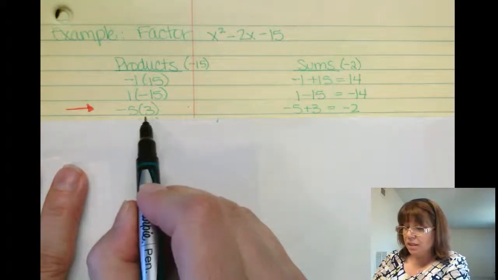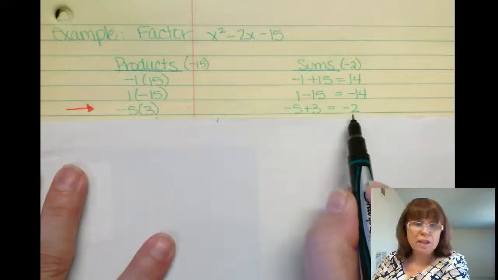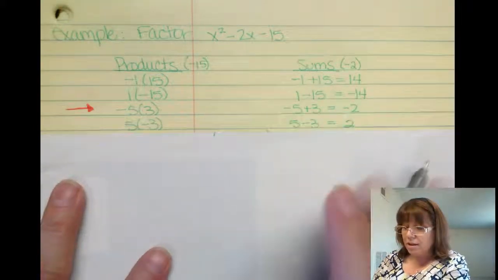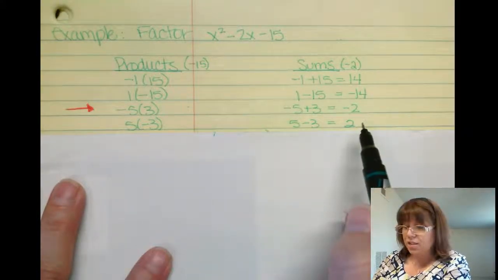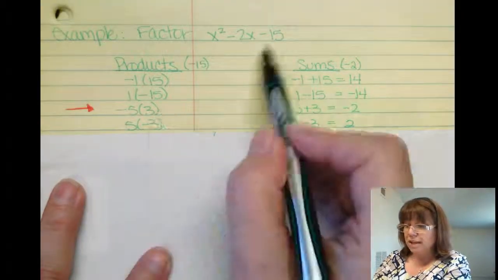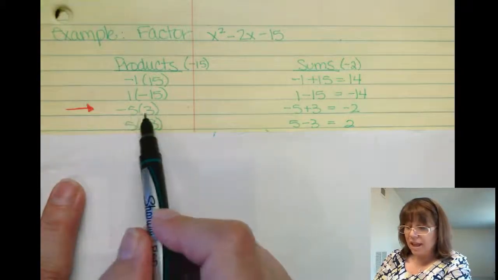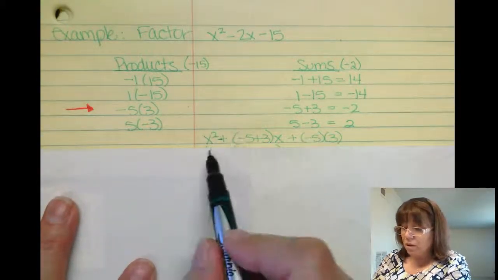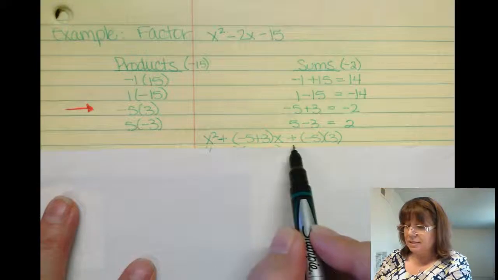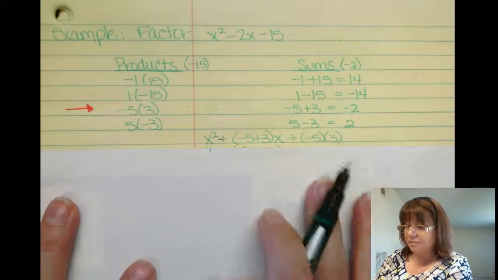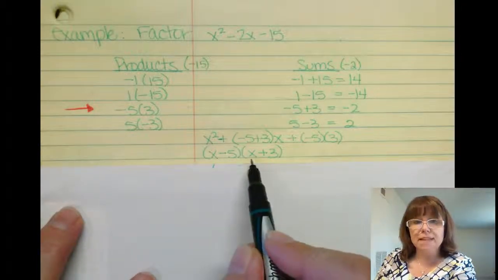Negative 5 times 3 will get me negative 15. Negative 5 plus 3 will get me negative 2, and just let me finish off the table. 5 times negative 3 would get me a positive 2. So I know my combination of numbers that will multiply to negative 15 but add to negative 2 will be negative 5 and 3. So I know that x squared plus negative 5 plus 3 times x plus negative 5 times 3. Therefore, I can factor it as x minus 5 times x plus 3.